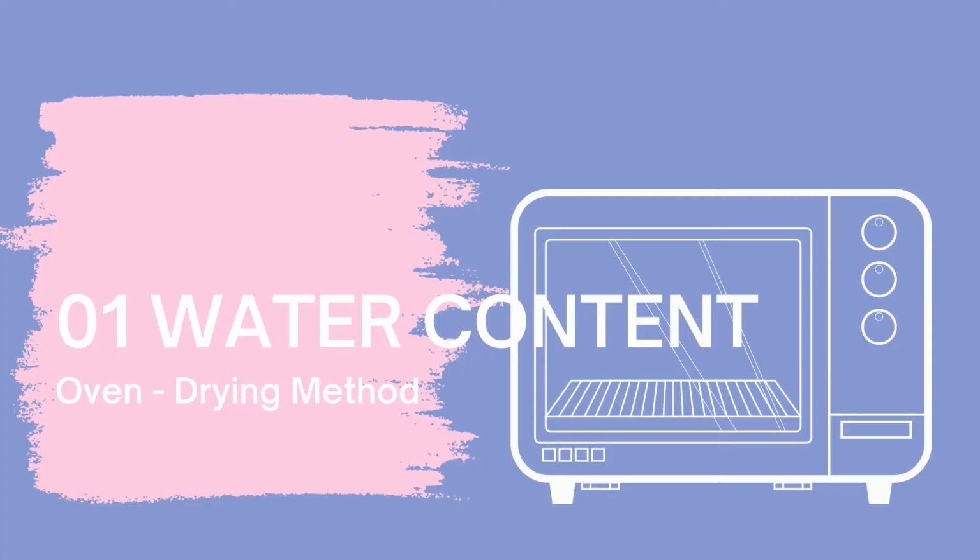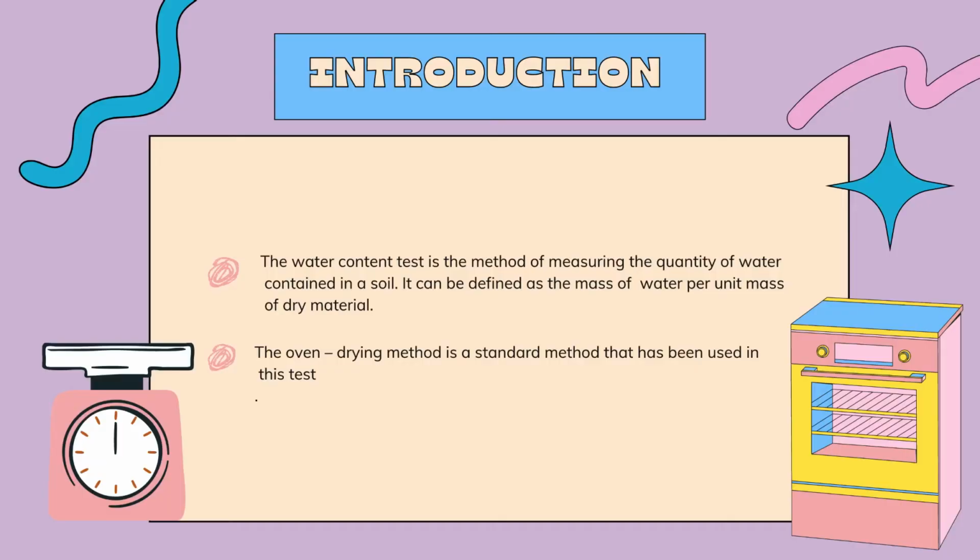The first experiment that I'm going to explain is about water content by using the oven drying method. This water content test is the method of measuring the quantity of water contained in soil. It can be defined as the mass of water per unit mass of a dry material. The oven dry method is a standard method that has been used in this test.